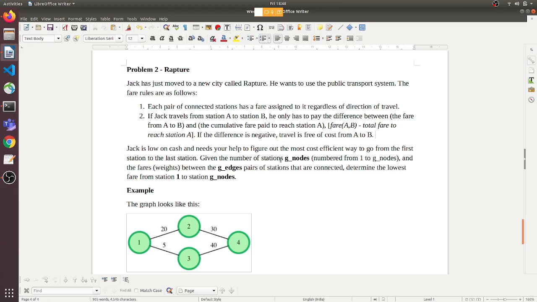Given the number of stations, N nodes, and the fare weights of the edges between each pair of connected stations, determine the lowest fare from station 1 to station N. So here, you can simply say there are n nodes and m edges, and you are asked what is the minimum cost to reach from station 1 to station n, that you have to reply.